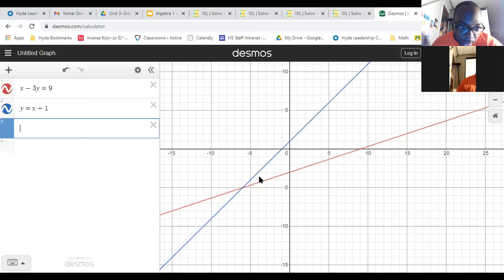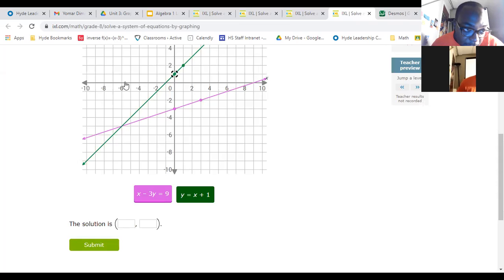So if you go back and you look at Desmos, it's telling you that it crosses at the point negative 6, negative 5. So we can check on this graph here, as you see, x is negative 6, y is negative 5. So negative 6, negative 5, and boom.